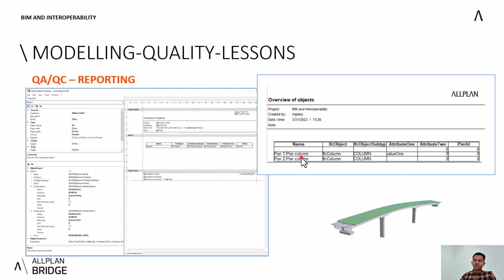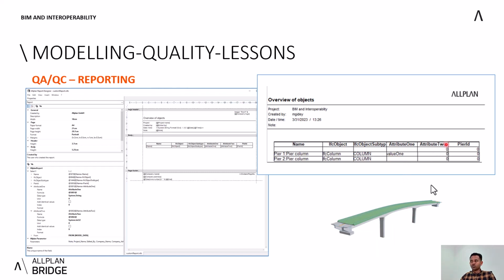We have the first peer here and the second peer here, and we check if these are the wished or correct definition of the IFC object for the peers. So these are columns, so it's okay. We have attribute 1, which is only assigned to the first peer, but not to the second one. So there is one red flag here that we need to check.